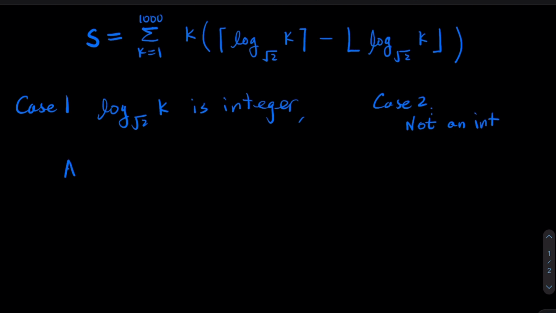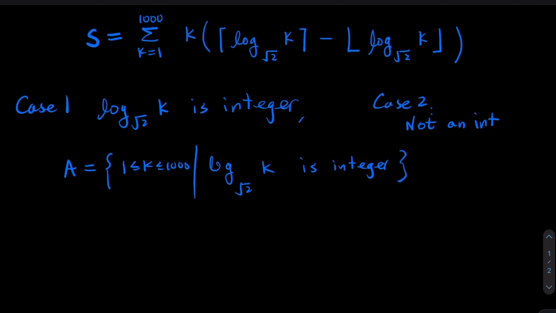To help us now, let's define the set A to be all k from 1 through 1000, because up here our summation is from 1 through 1000, such that log base square root of 2 of k is an integer. So this will help us with both cases.